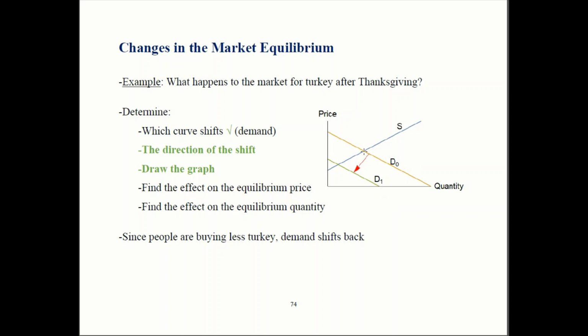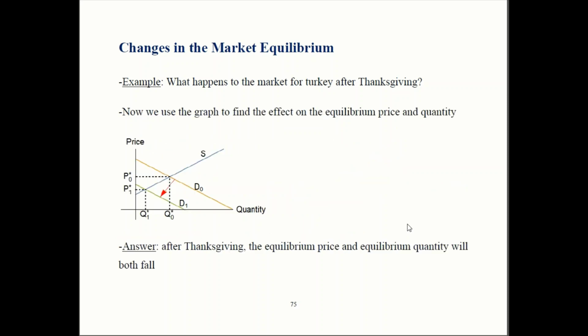The equilibrium is where supply meets demand. So originally that's going to be over here. Here's where old demand is and here's where supply is. So price would be up there. After demand shifts back, the curves now intersect down here. That means that price is going to fall. So we expect to see stores offering discounts on turkey after Thanksgiving. And that's indeed what you do see happening in the real world.